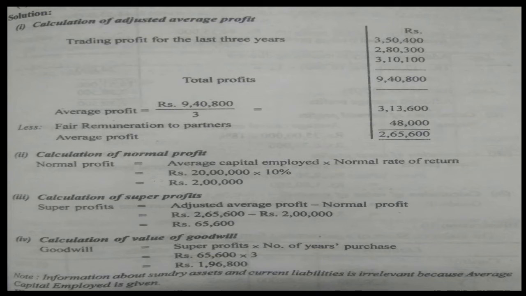And the number of years of purchase is nothing but 3 years. So 65,600 into 3 will give you 1,96,800. That is your goodwill. And this is the super profit method. Okay, I will go to the next sum.